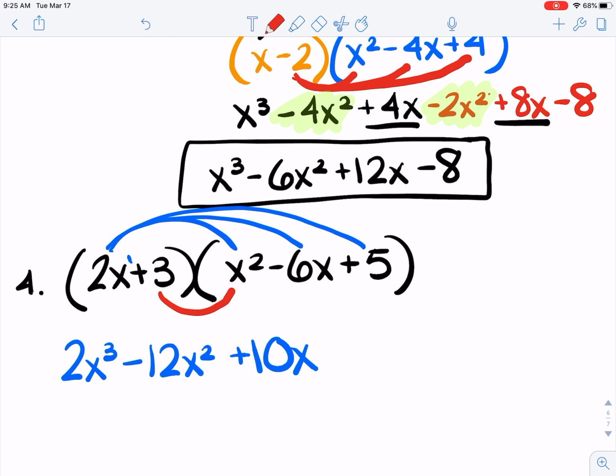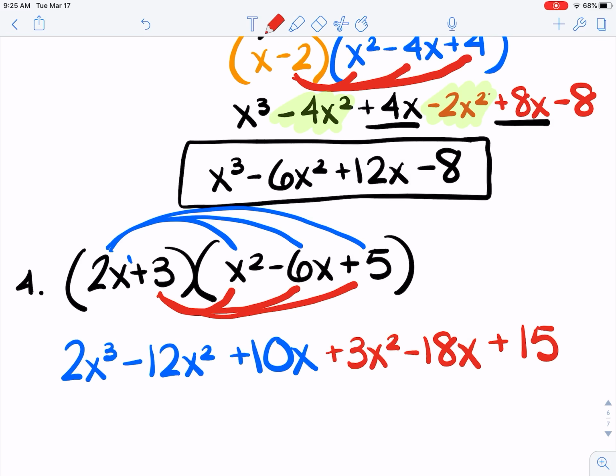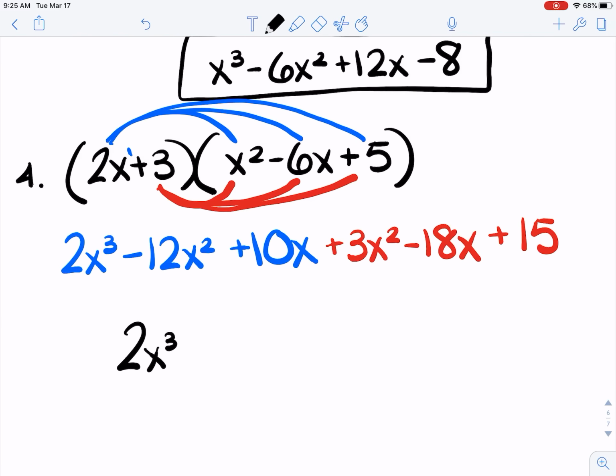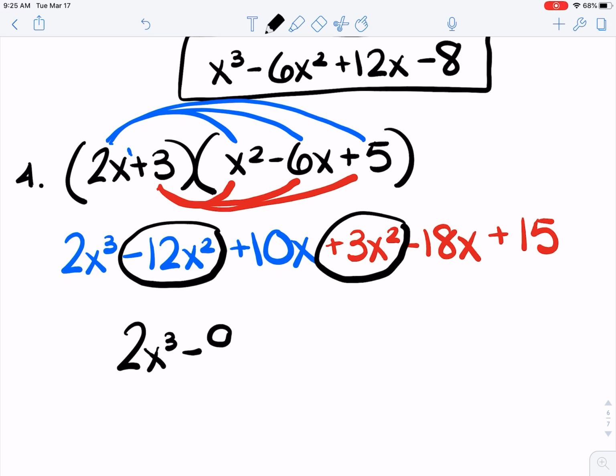Okay, for the 3 times x squared is 3x squared. 3 times negative 6 is negative 18x. And 3 times 5 is positive 15. Now, for combining my like terms, 2x cubed doesn't have anybody to combine it with. I've got negative 12x squared and positive 3x squared, which gives me negative 9x squared. I've got 10x minus 18x, which gives me negative 8x. And lastly, I've got the 15.